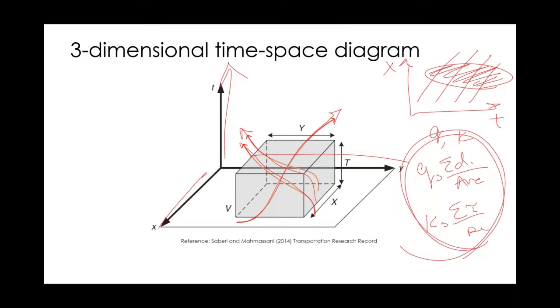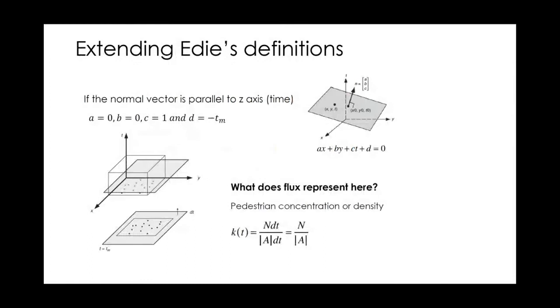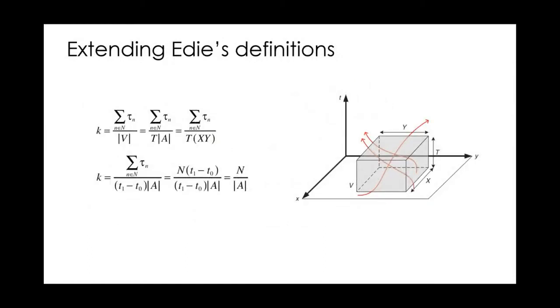new derivations, because now instead of having a 2D area, I have a volume here, right? Instead of an area, I have a volume. So here is how extending Edie's definitions looks like. So in this volume that I'm looking at, what would be density? Density would simply be the summation of the travel times of all pedestrians within this volume rather than area.